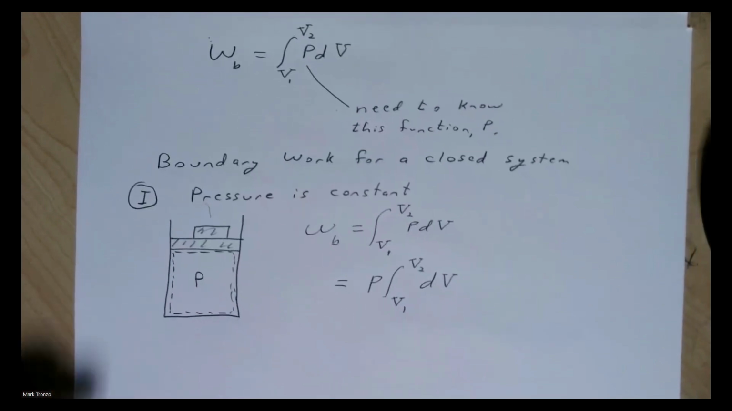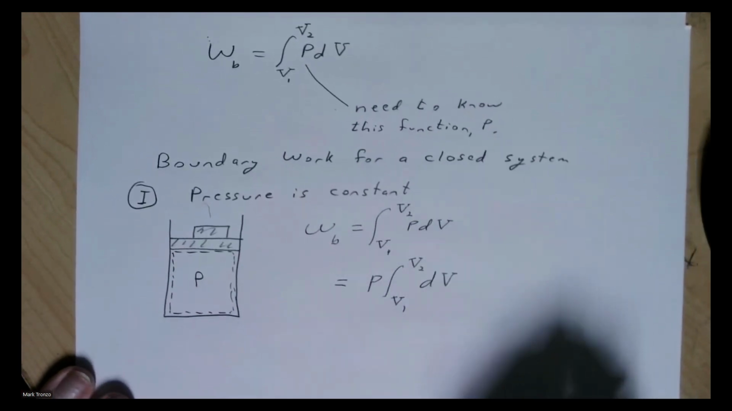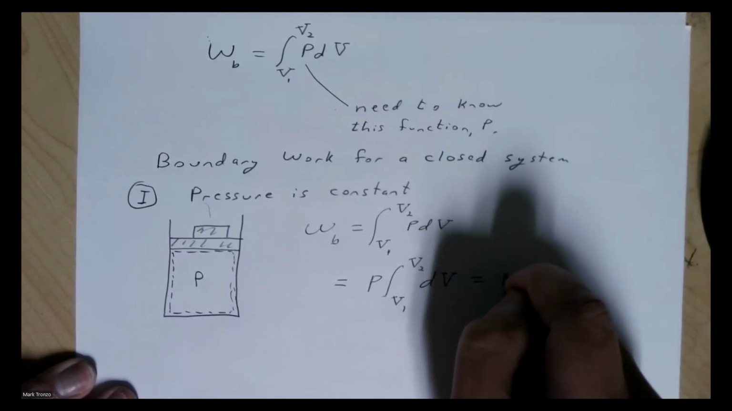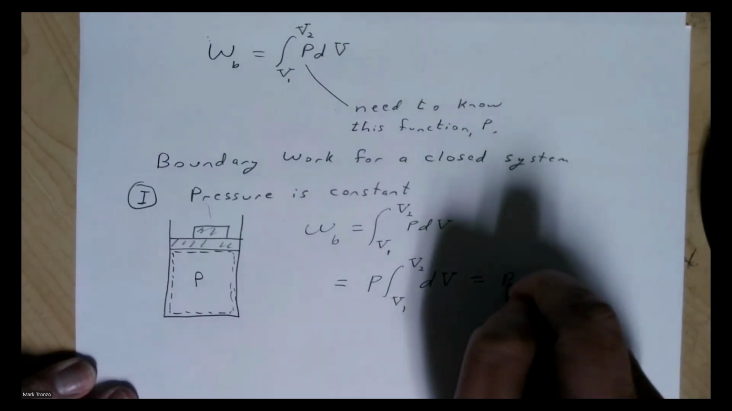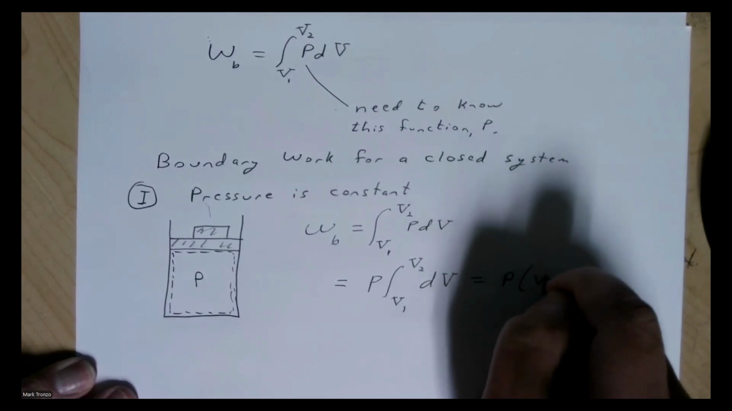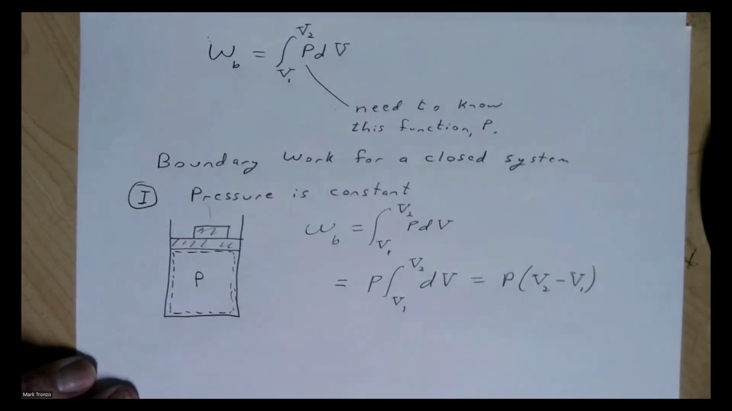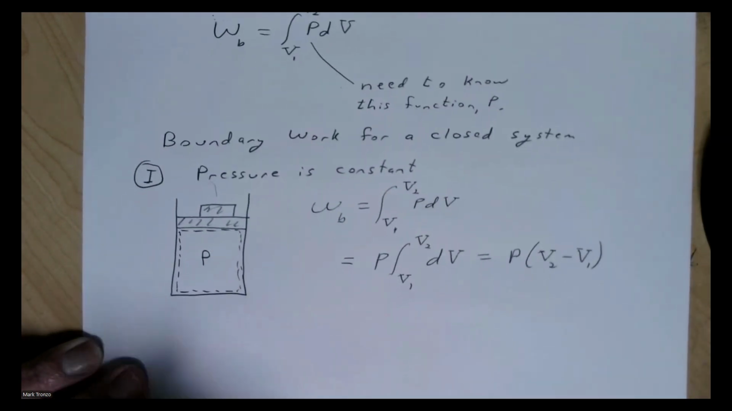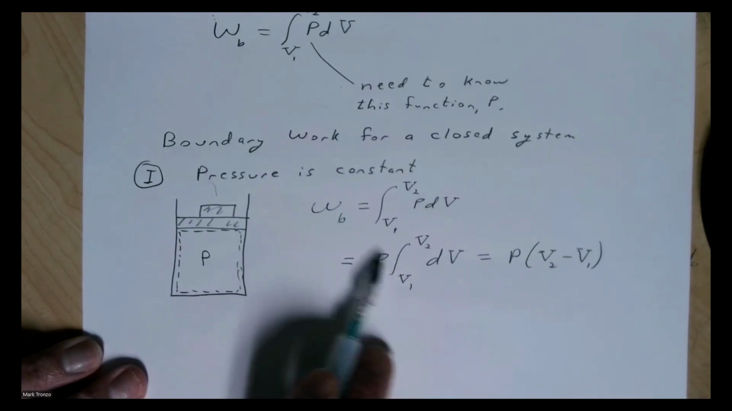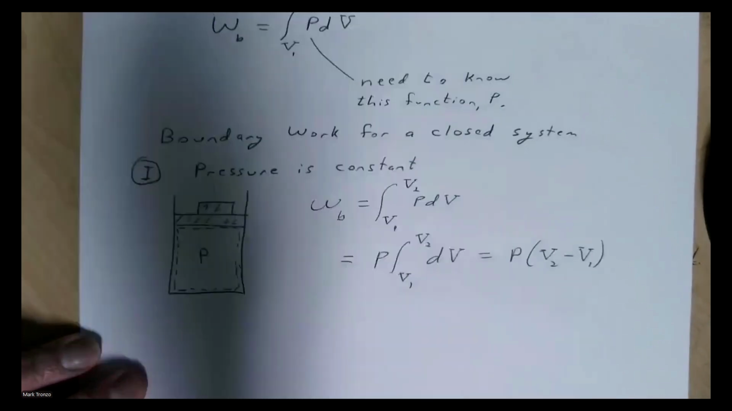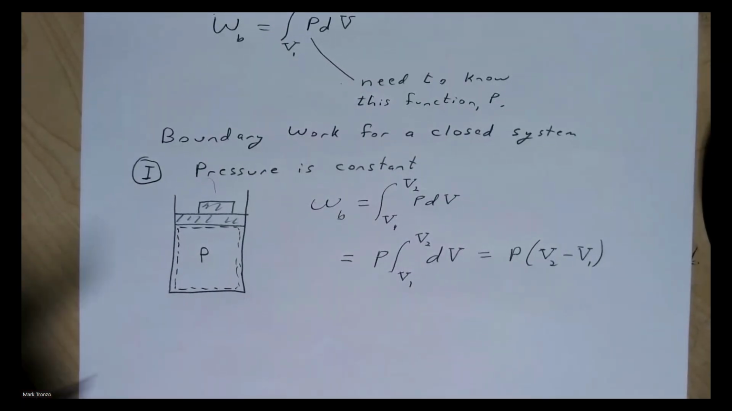Like this, and then when we integrate it and put the bounds in, it's going to be simply this. So that's going to be the calculation of work if the pressure is constant. And again, you can see this would be a case here where the pressure is constant.